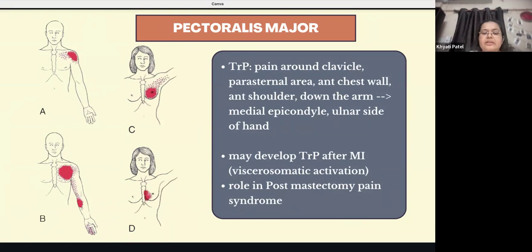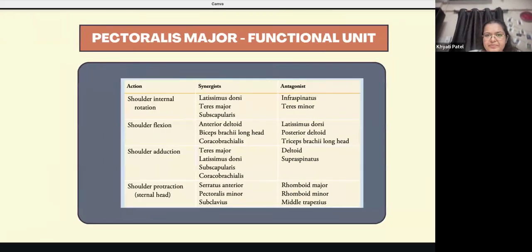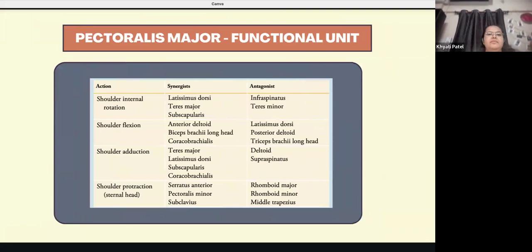And this muscle has a role in post-mastectomy pain syndromes, whether it is modified radical or simple mastectomy. Pectoralis major will have TRPs, and there might be viscerosomatic activation, and pec major may develop TRPs after MI. And these are the synergist and the antagonist for the pec major.